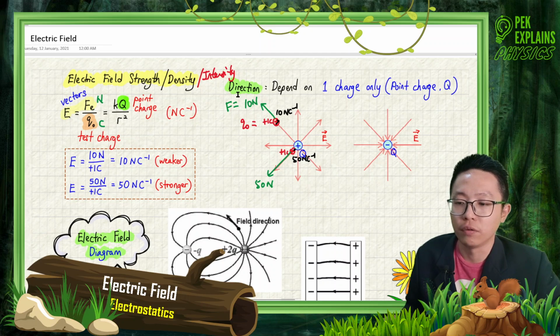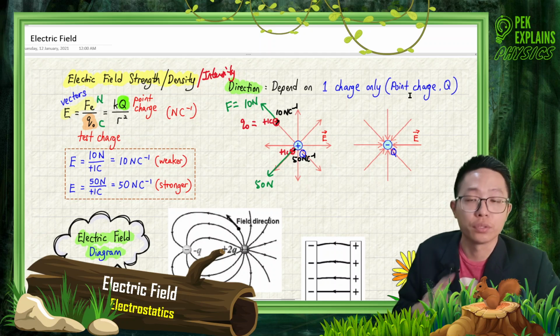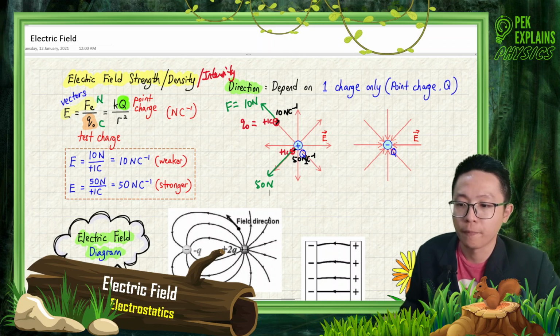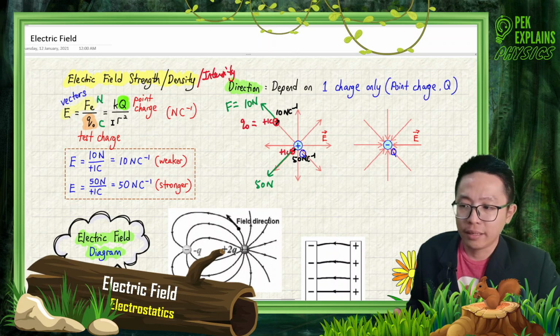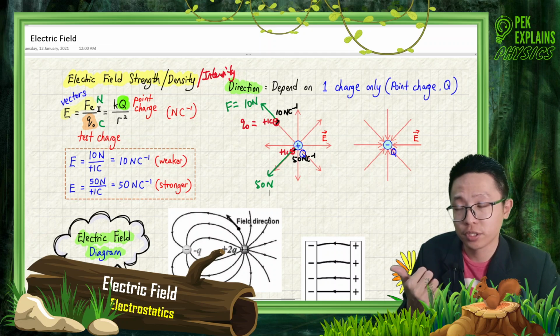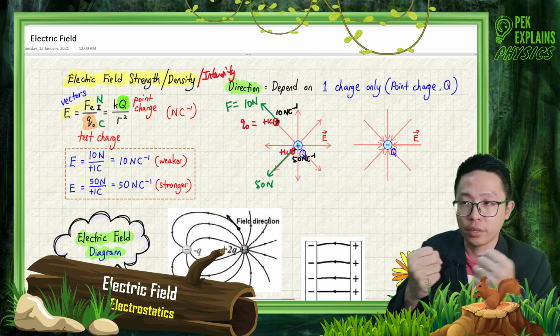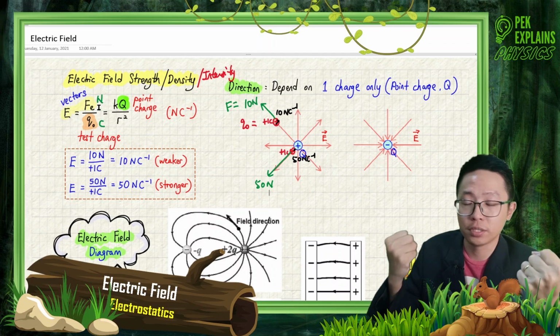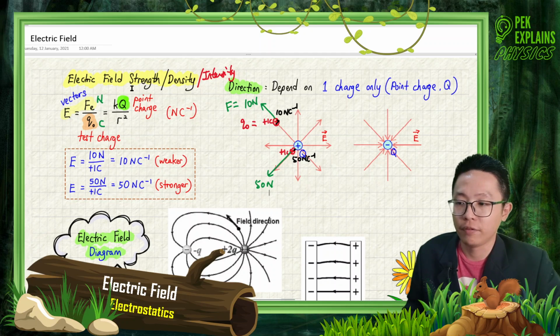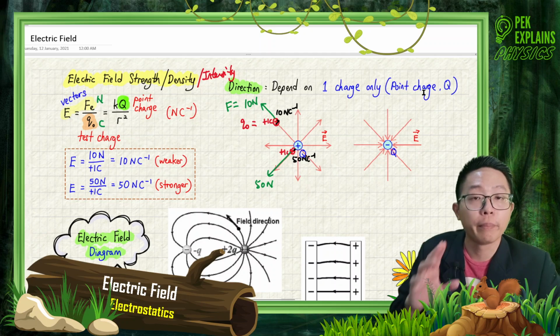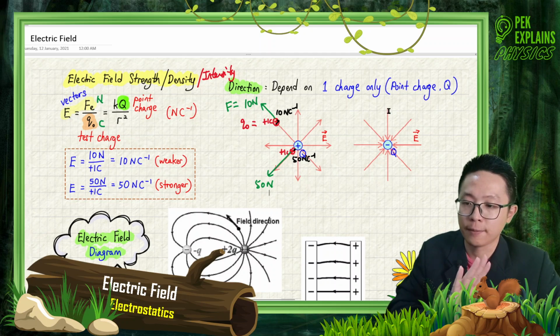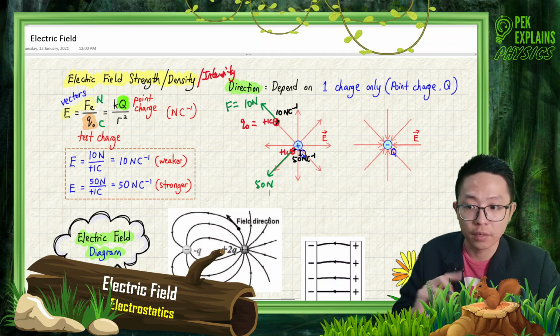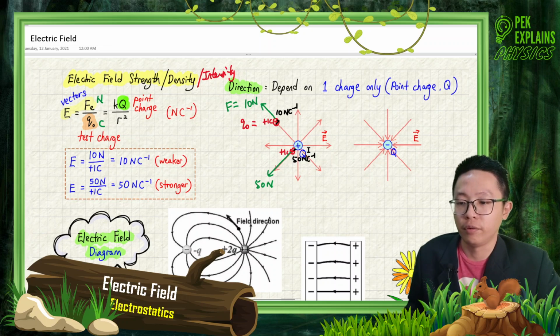The direction of the electric field depends only on one charge, which is the point charge, big Q. Unlike the force, where you look at both the point charge and the test charge: if same charge, they repel; opposite charge, positive and negative, they attract. But for electric field strength, you only look at the point charge, not the test charge. If the point charge is positive, the electric field is going away, going outward.